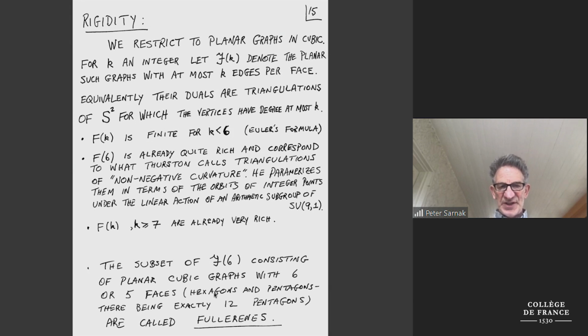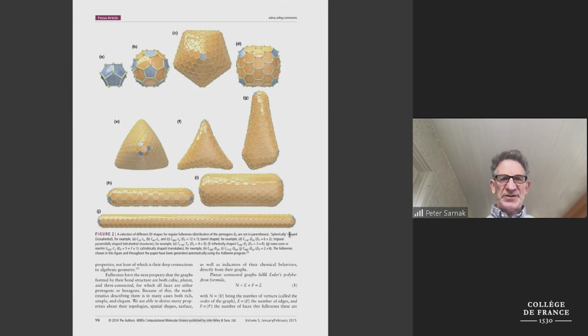F_6 is where every face has at most 6 sides. The subset of F_6 where every face has exactly 6 or 5 sides is called the fullerenes. And it's of great interest in chemistry, and you can find a lot about it. So these are examples of fullerenes. So they are planar 3 regular graphs. By Euler's formula, you will have exactly 12 pentagons, and then the rest will be hexagons. So the shapes are going to be where you put these blue guys. So the football and so on are here. They're Ramanujan graphs, by the way.